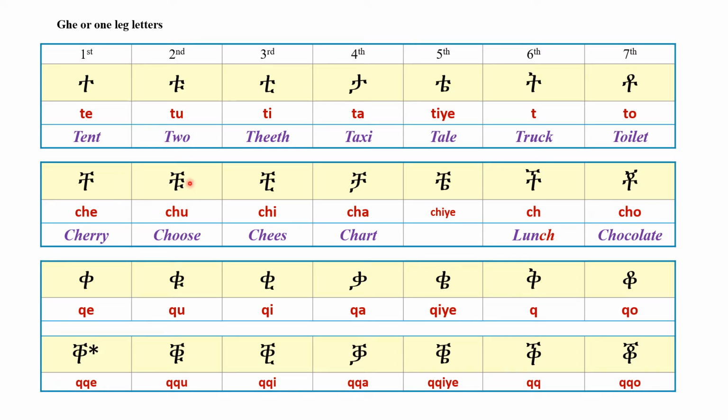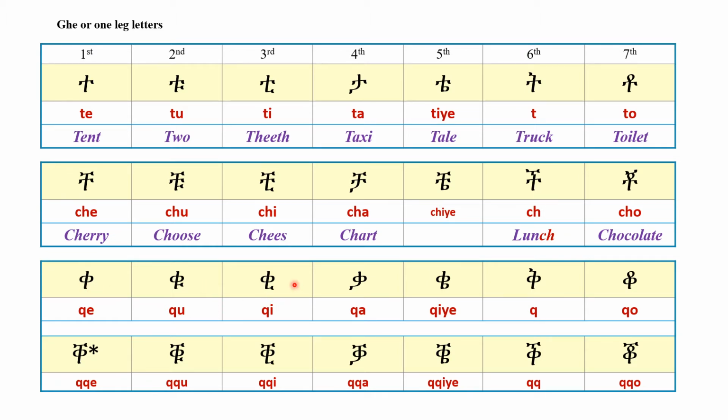Che, chu, chi, cha, che, chi, cho. Che, like cherry. Chu, like choose. Chi, like cheese. Cha, like chart. Che, chu, like lunch. Cho, like chocolate.